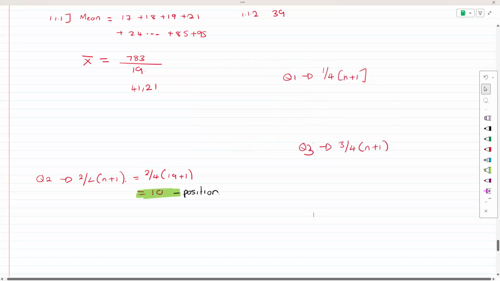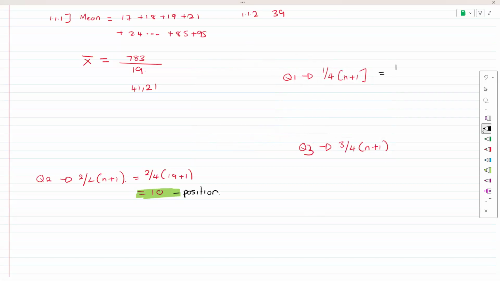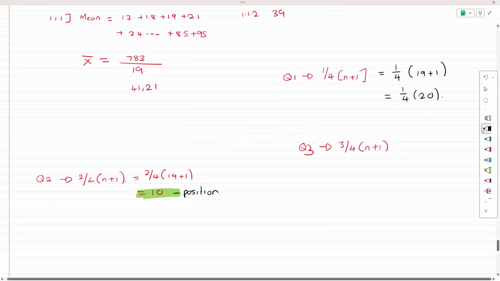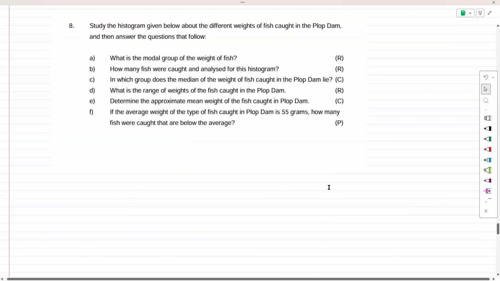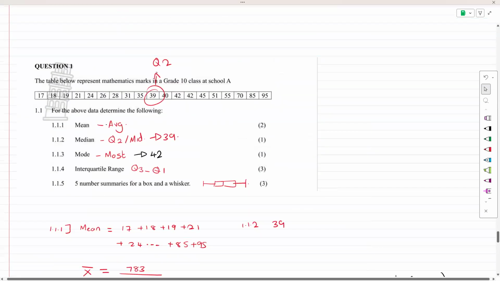Okay, if we're going to start with Q1, Q1 is 1/4 × (19 + 1), which is equal to a quarter of 20, which is equal to 5. Remember, this is not the answer. This is position. This formula is just a shortcut to help you. If we go and count the fifth number, 1, 2, 3, 4, 5, and most likely Q1 is here.